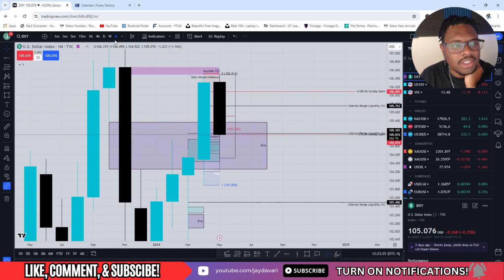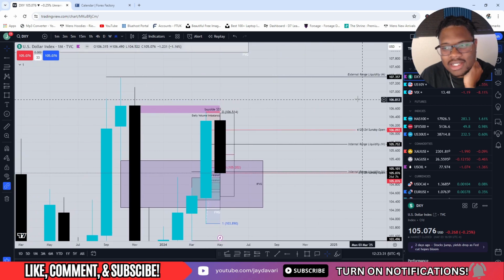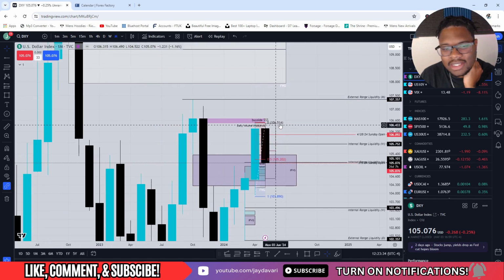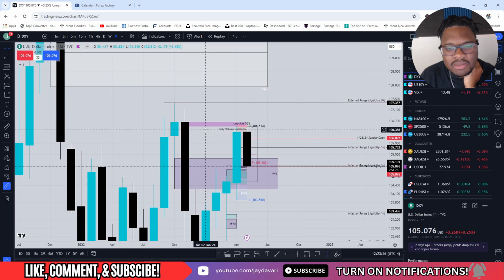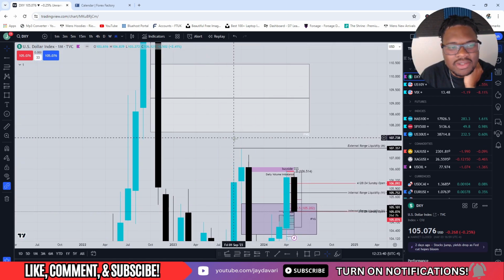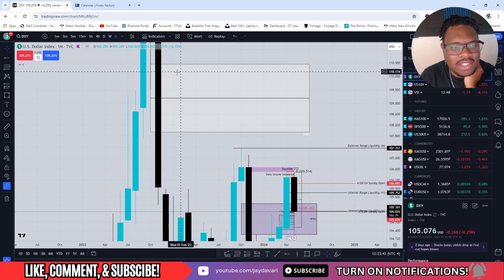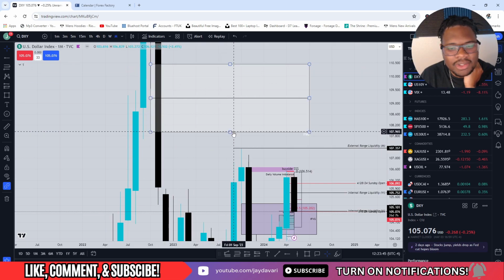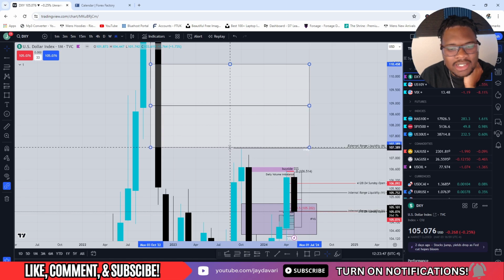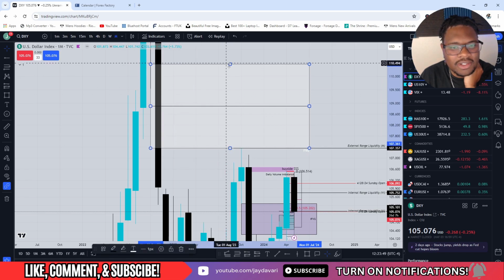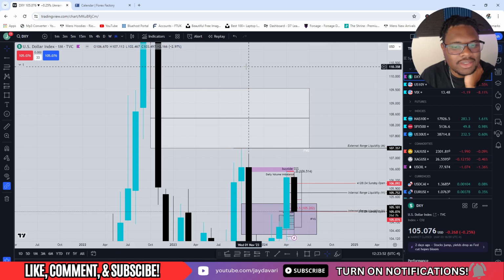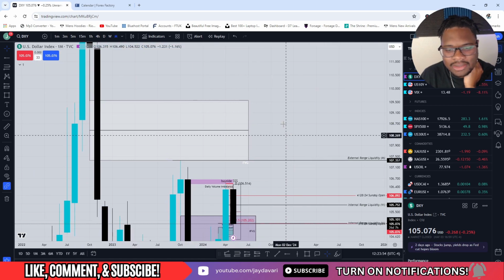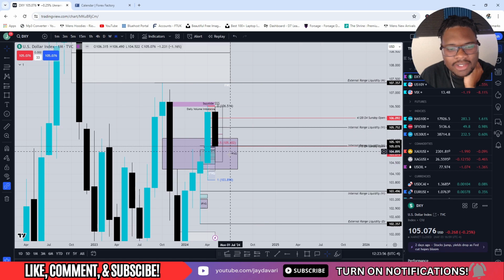After looking at the monthly, this is the current PDA array that we're resting inside of. As it stands right now, I'm anticipating this monthly external range to be run through, and then we head higher into this imbalance up here, inside of the one we're currently sitting in. So we head higher a bit into this imbalance on the monthly time frame.